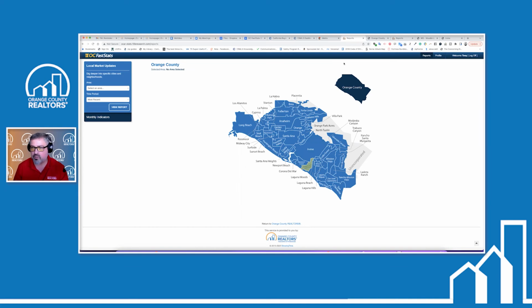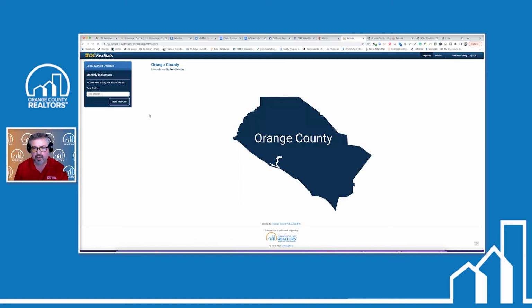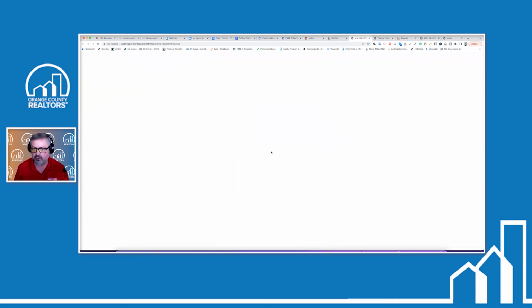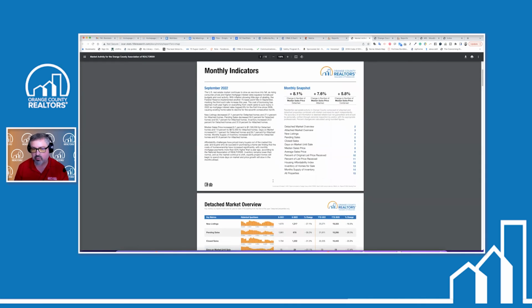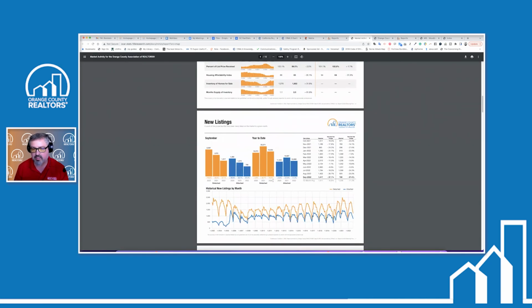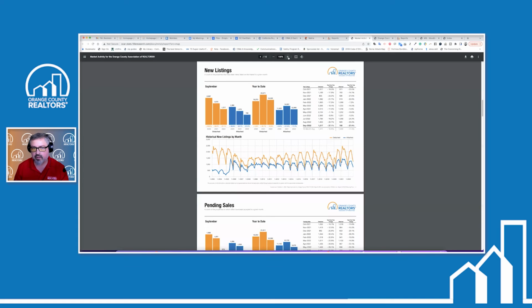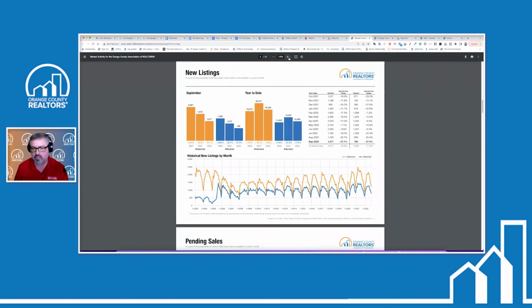Now, I had also mentioned that there's a highly detailed report called the monthly indicator report. And what that does for the county is give you a full 15-page detailed report of your stats. And what I like about this is that you could download this and use a PDF editor to cut out things you don't want or put things together that you want to show that side-by-side comparison.